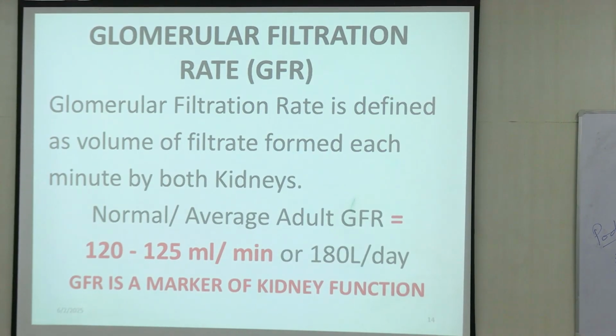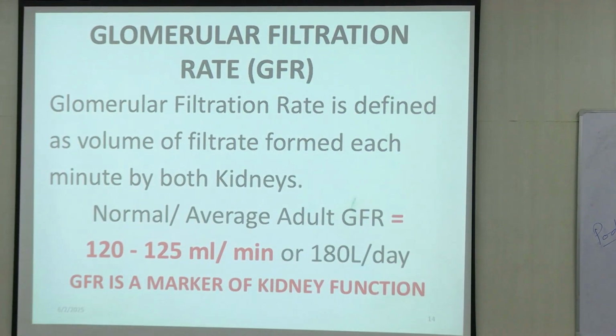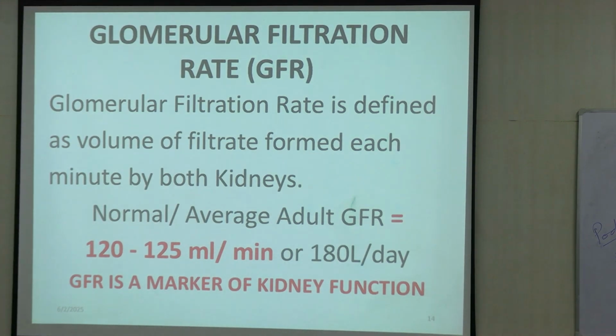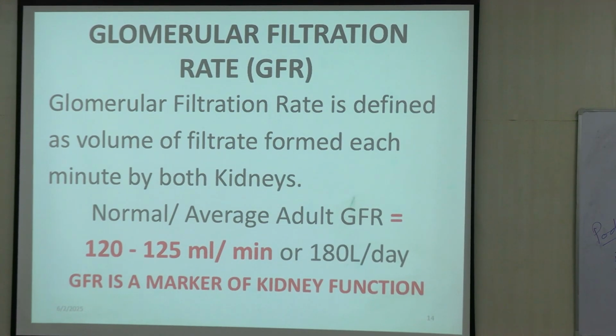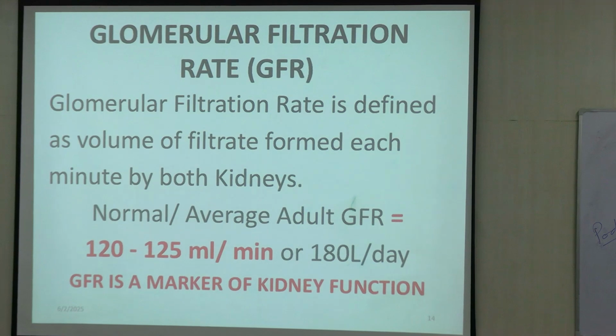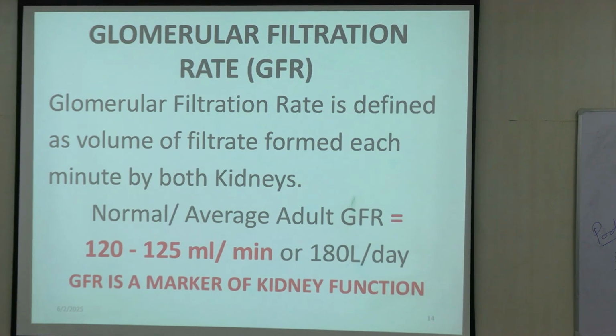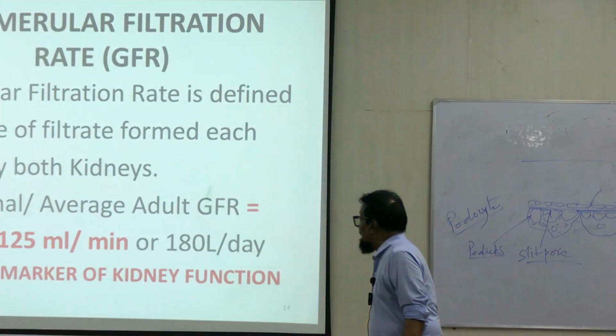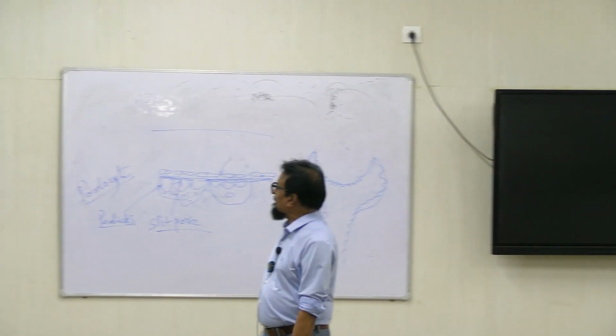Question: what is filtration rate? You may face this question. Glomerular filtration rate, GFR, is defined as the volume of filtrate formed each minute by both kidneys, not by a single nephron, not by a single kidney, but by both the kidneys together. So per minute, how much filtrate is formed? That is GFR. And what is its normal volume? 120 to 125 milliliter per minute, or 180 liter per day.